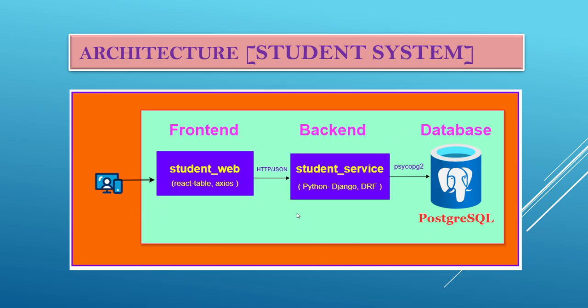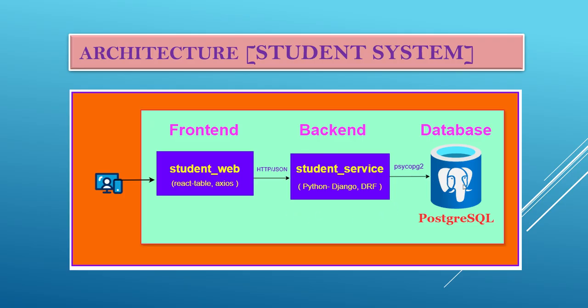On the backend side, we are going to create our student-service application using Python and the Django framework, and we are going to use Django REST framework. Django framework and Django REST framework are the web frameworks which we are going to use to create the web application, and these frameworks will help us to build the REST API on the backend side. So this is about the backend application which we are going to create using Python Django.